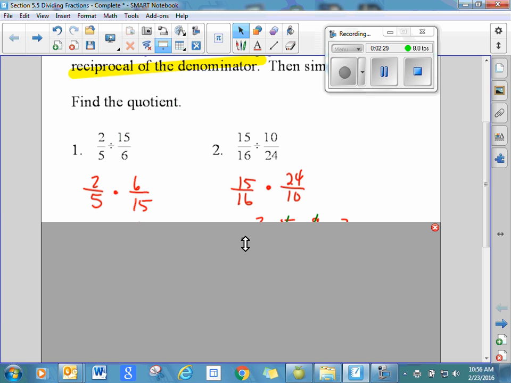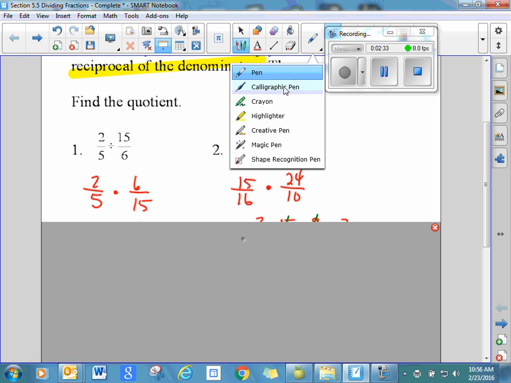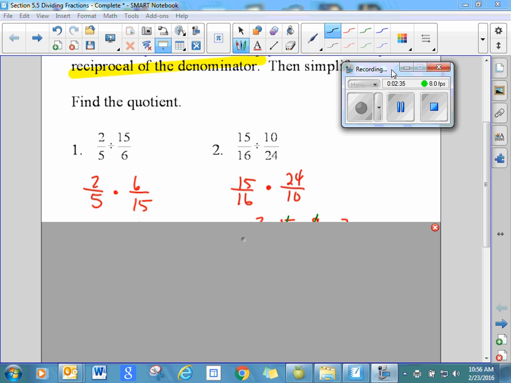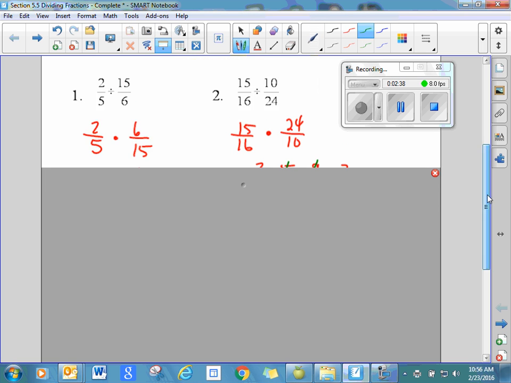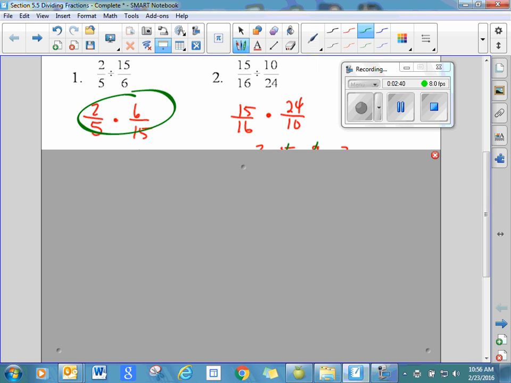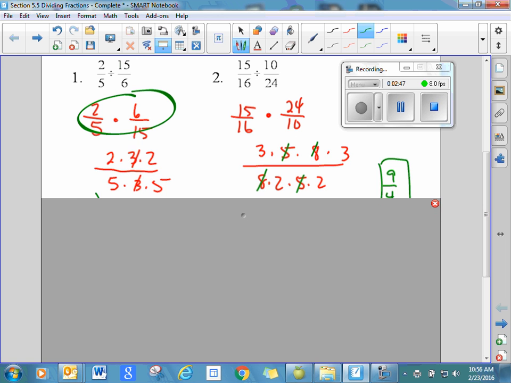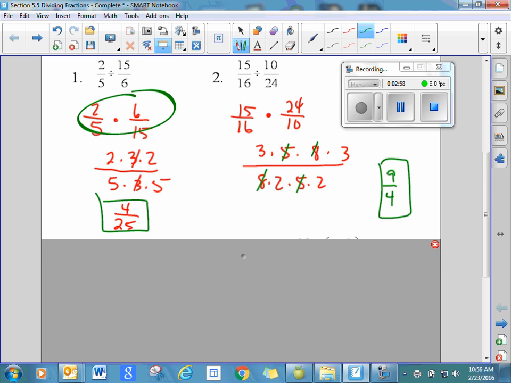I'm going to go get my pen here. I can't help but write. You know how I am. This guy right here looks exactly like every problem that we did in 5.4. You're going to use a single fraction bar. You're going to write 2, and then 6 is 3 times 2. You're going to write 5 and stretch out 15, 3 times 5. Your 3's cancel nicely, and you end up with 4 over 25 as your final answer.